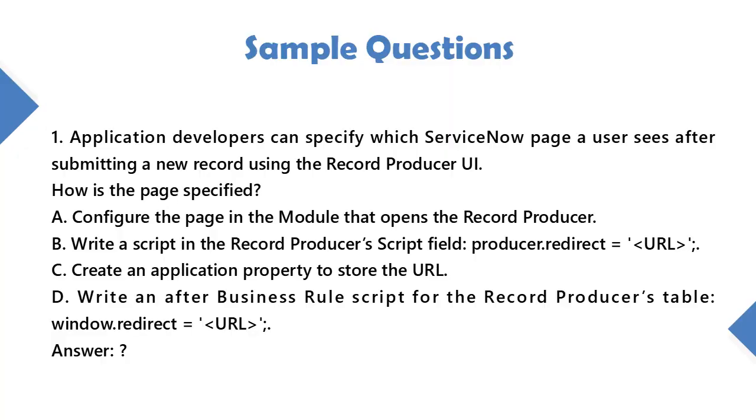1. Application developers can specify which ServiceNow page a user sees after submitting a new record using the Record Producer UI. How is the page specified? A. Configure the page in the module that opens the Record Producer. B. Write a script in the Record Producer's script field, producer.redirect equals. C. Create an application property to store the URL. D. Write an after business rule script for the Record Producer's table, window.redirect equals.